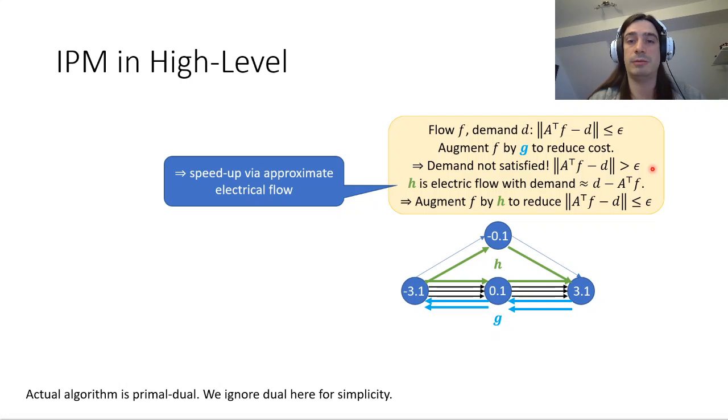So what we want to do is fix this error in demand, again by computing some electric flow here, this green part. But since we don't want to completely eliminate this error, we just want to reduce it, this electric flow doesn't have to be exactly D minus the actual demand that we have. Right? It's enough if this electric flow is just roughly satisfying this demand here, because we just want to reduce the error. We don't want to completely eliminate it. So what this means is our electric flow doesn't have to be computed exactly. We are allowed to perform some approximations to speed things up.